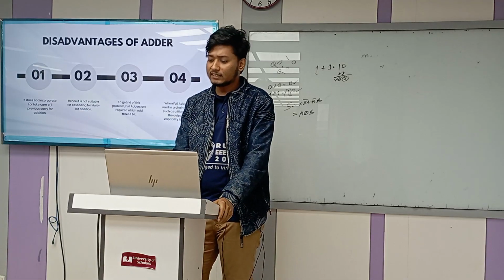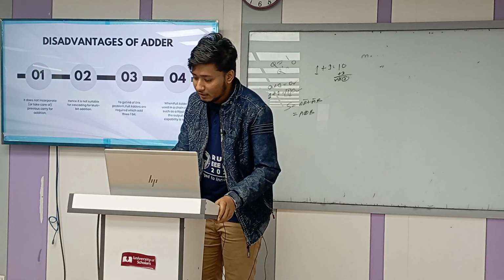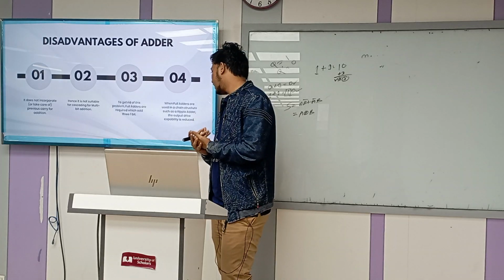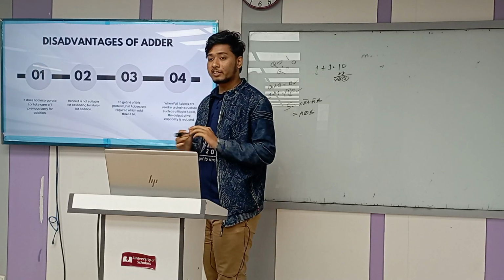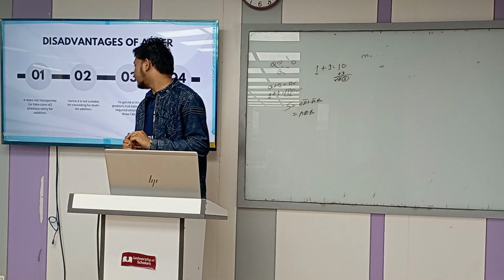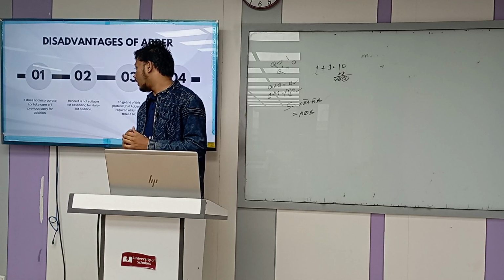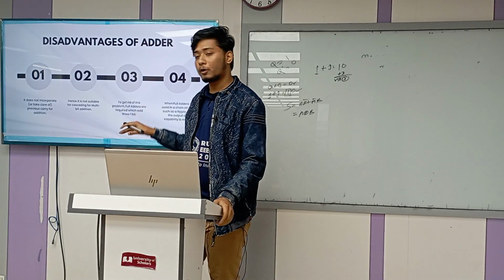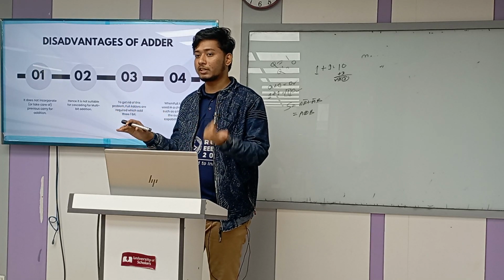Here are some disadvantages of the adder. When full adders are used in a chain structure as a ripple adder, the output drive capability is reduced, and hence it is not suitable for cascading for multi-bit addition. So it cannot be used for multi-bit addition. It is used for 2 bits or 3 bits.